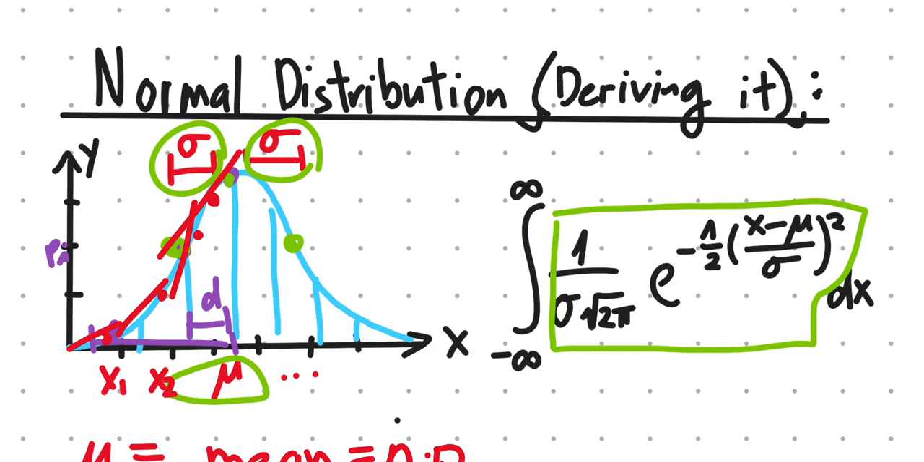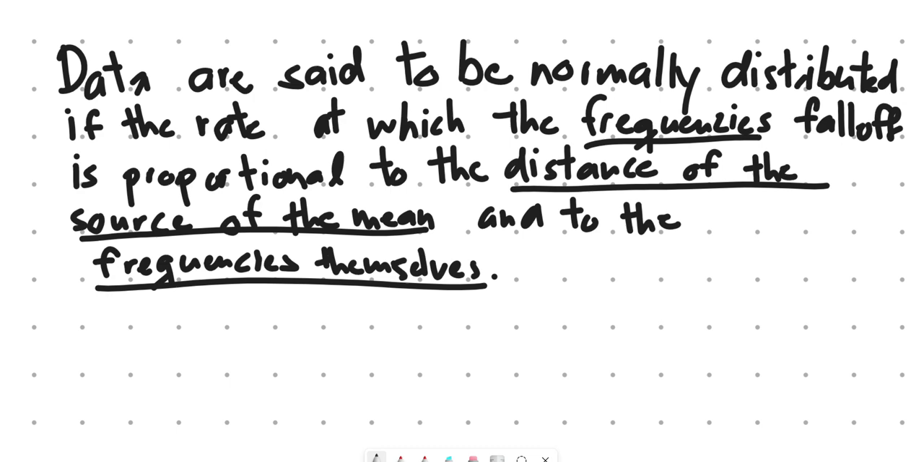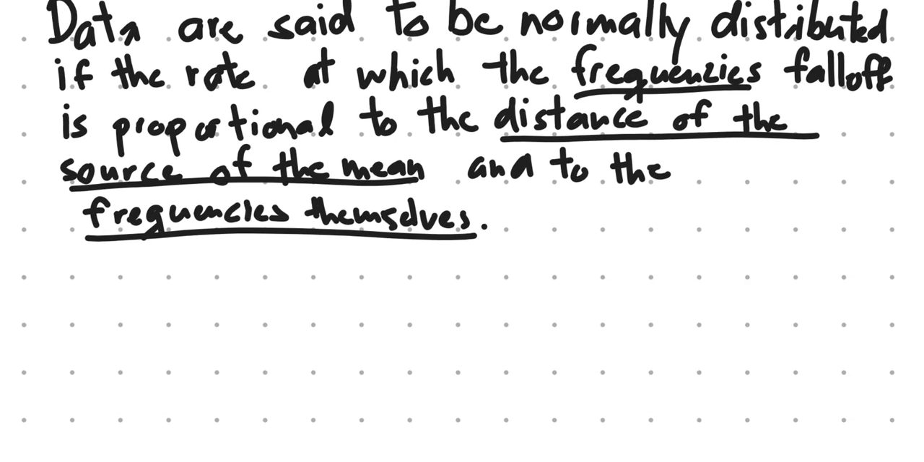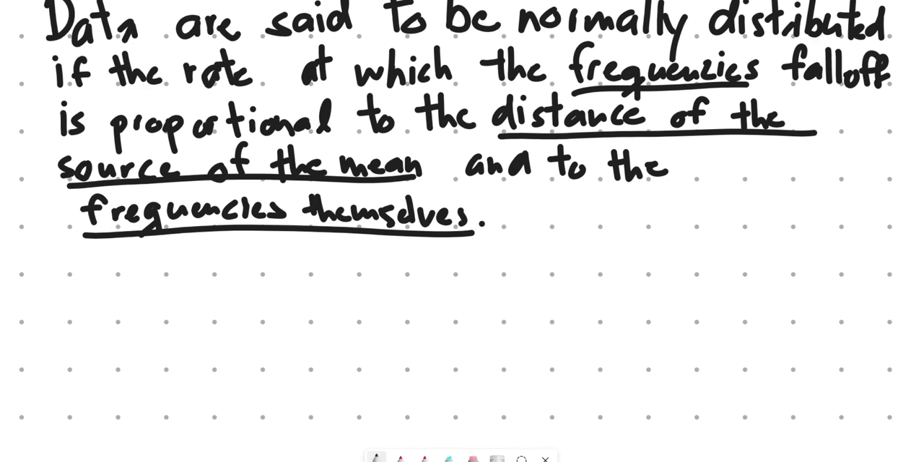So we can see, if we look at xi away from mu, from the mean, that when the data are normally distributed, the rate at which the frequencies fall off is proportional to the distance from the mean and to the frequencies themselves. So I'll write that again. Since I wrote this, it means that for every distance we go, the rate will proportionally change, and the rate at which it changes is a number, since it is proportional to the distance from the mean and the frequencies themselves.